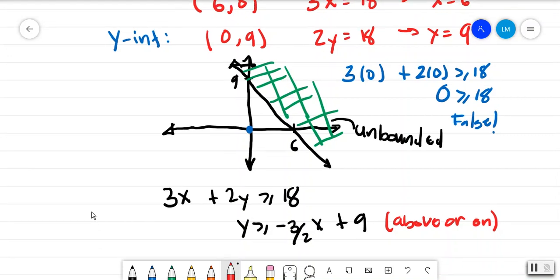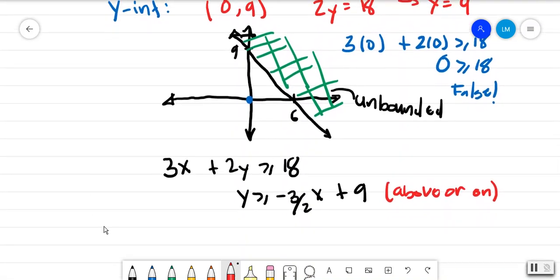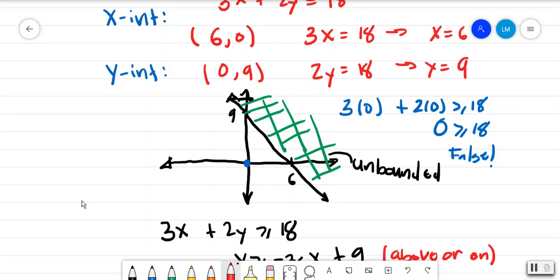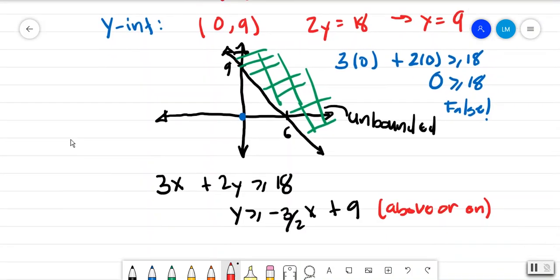So there are many different ways that you can come up with your own ways of finding the shaded region.